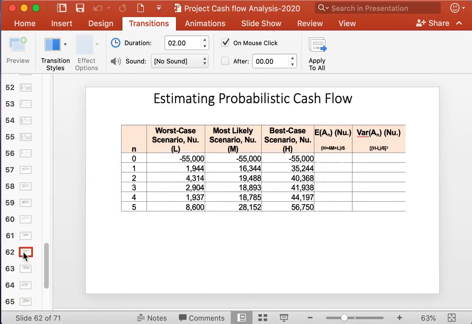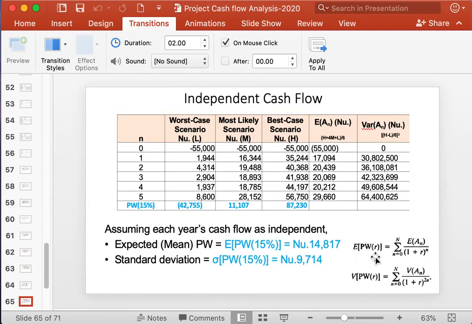So when you calculate the expected net present worth using this equation, it gives the mean net present worth, where the cash flow is assumed to be independent. Each year's cash flow is independent of the other.